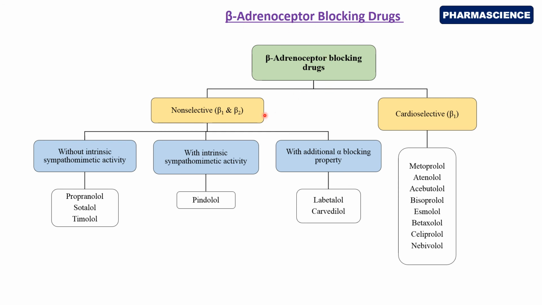Two major classes: non-selective and cardioselective. Non-selective is again divided into three major classes. First class is without intrinsic sympathomimetic activity, second is with intrinsic sympathomimetic activity and third class is with additional alpha blocking property. And these are the examples of each and every class.